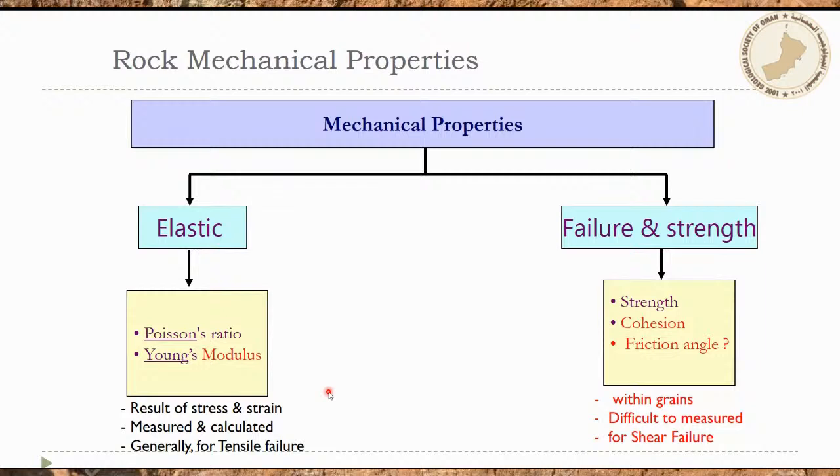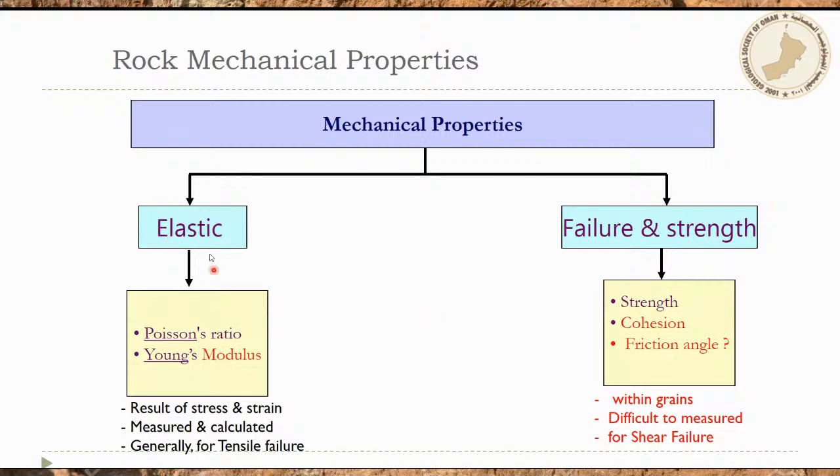Good. So now we are moving to the interesting element here, which is the rock mechanical properties. This is the second pillar of the geomechanical model, I can say. We have two types of properties in the mechanical properties: one is called elastic, and the other is called failure and strength properties.